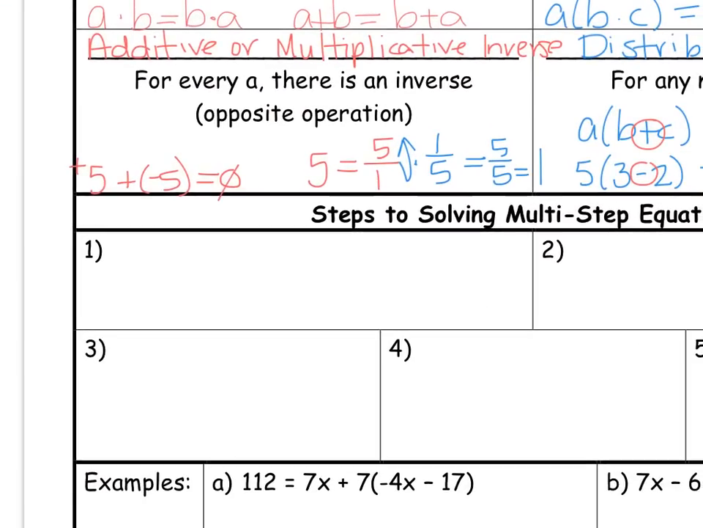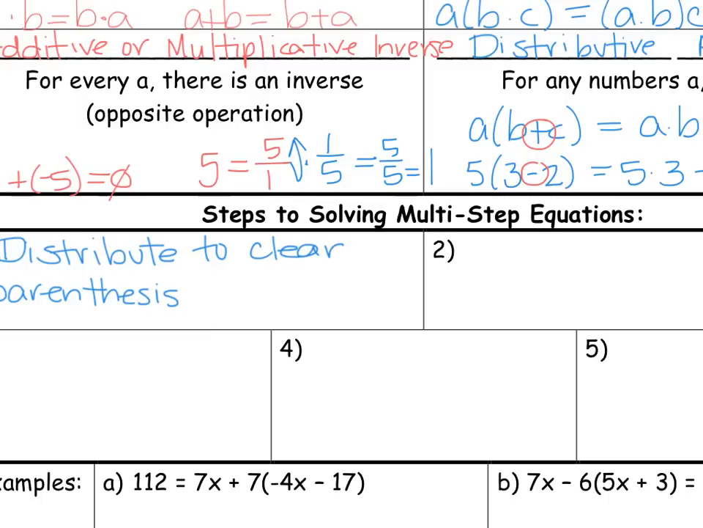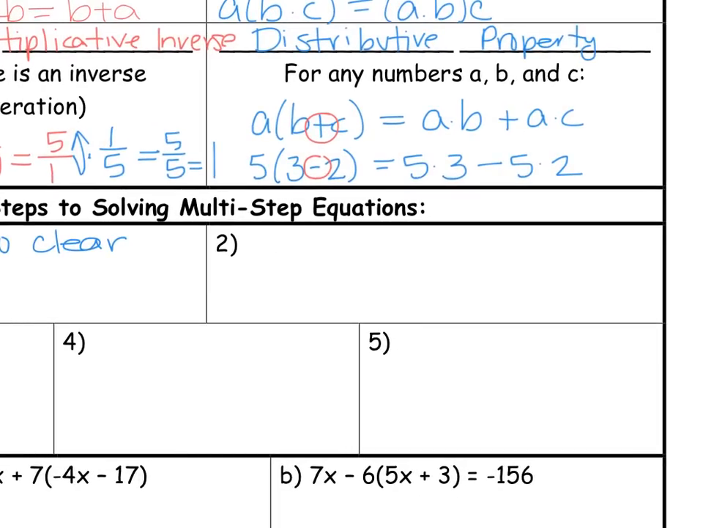So the steps to solving multi-step equations are kind of the opposite of what Aunt Sally tells us to do. The first thing we want to do is distribute to get rid of any parentheses, and we're going to do an example below. So we're going to distribute to clear out any parentheses. Second thing we're going to do is combine like terms.